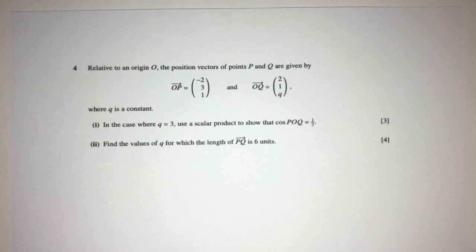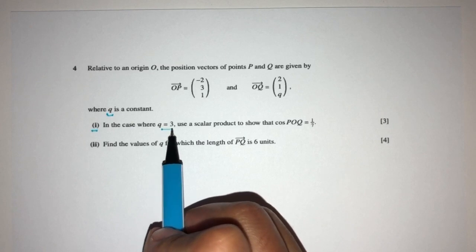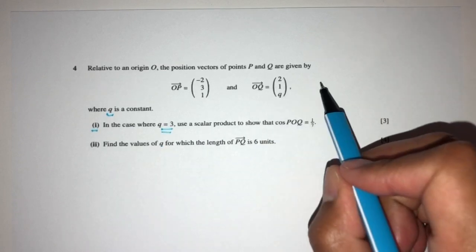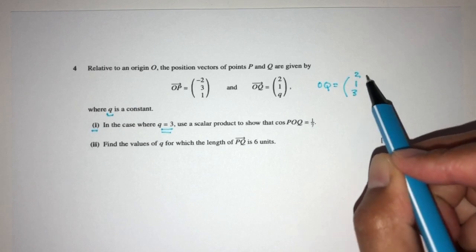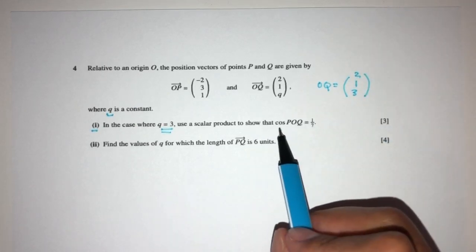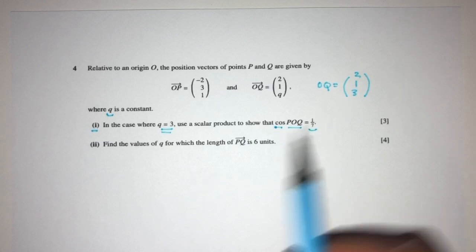Now let's move on to the next question. Relative to a point O, the position vectors of P and Q are given by the following. Okay, great to know. We're given two vectors, OP and OQ, as follows. Now Q is a constant. Great, part 1. In the case where Q is 3, which means OQ will be 2, 1, 3, we have to show that cos POQ is 1 over 7.